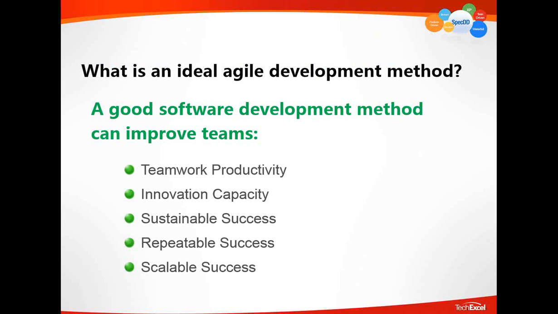So before we start to talk about SpecDD, let's think about what an ideal Agile development method is. I think any great working software development method should improve the team's productivity, like Scrum, obviously, improves a team's productivity, but should also improve a team's innovation capacity, sustainable success, repeatable success, and scalable success. And how do you do it?